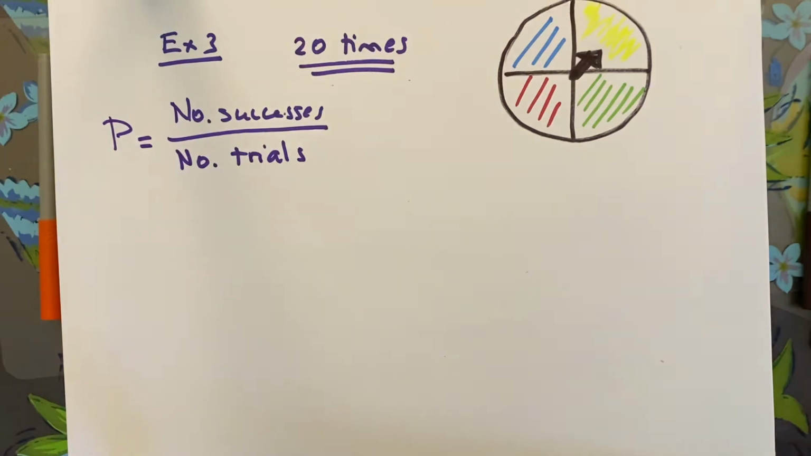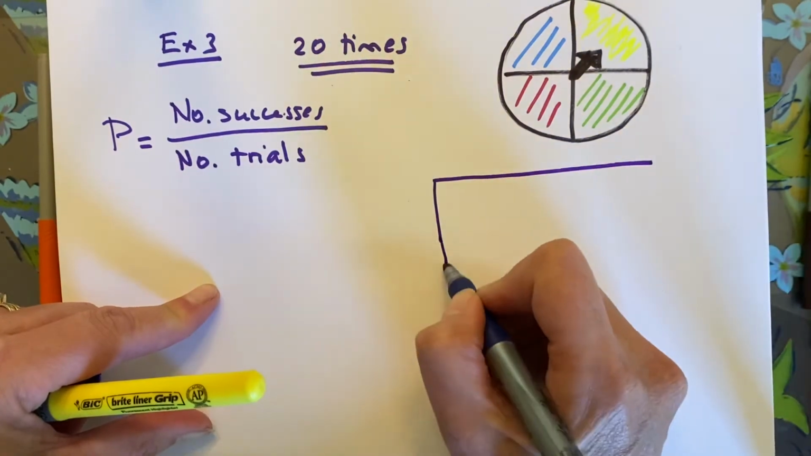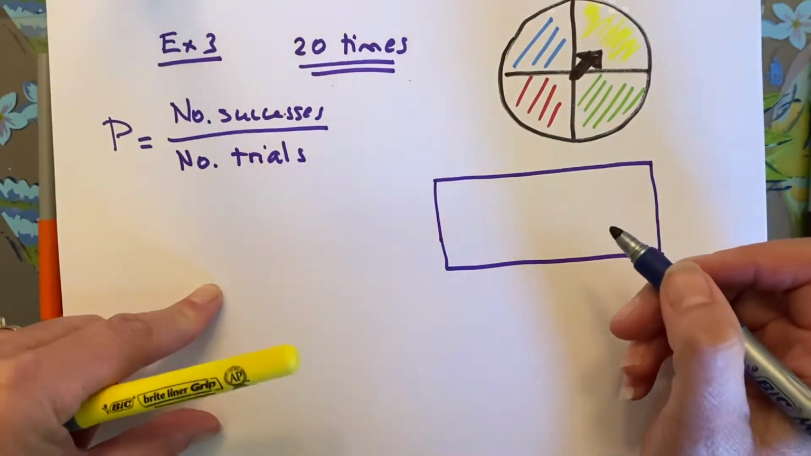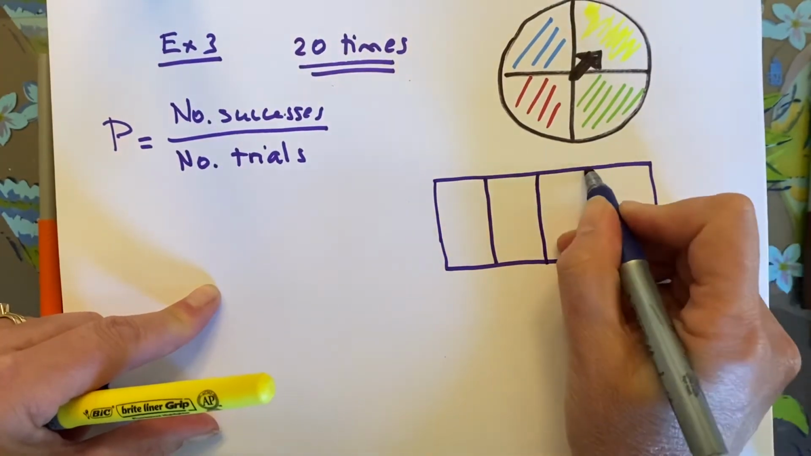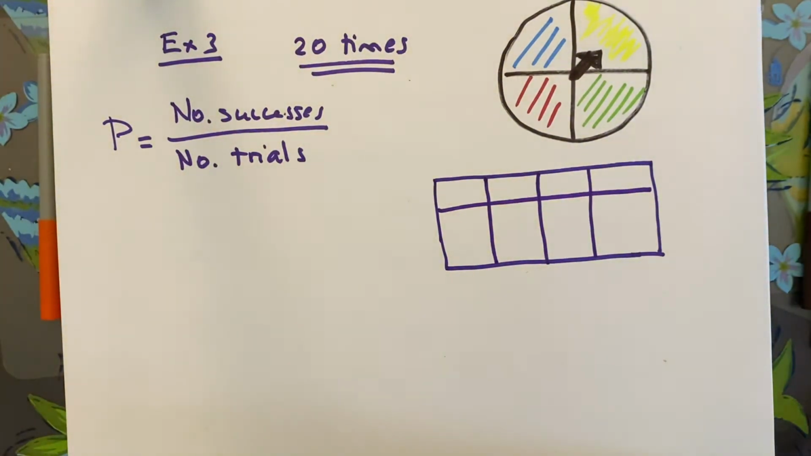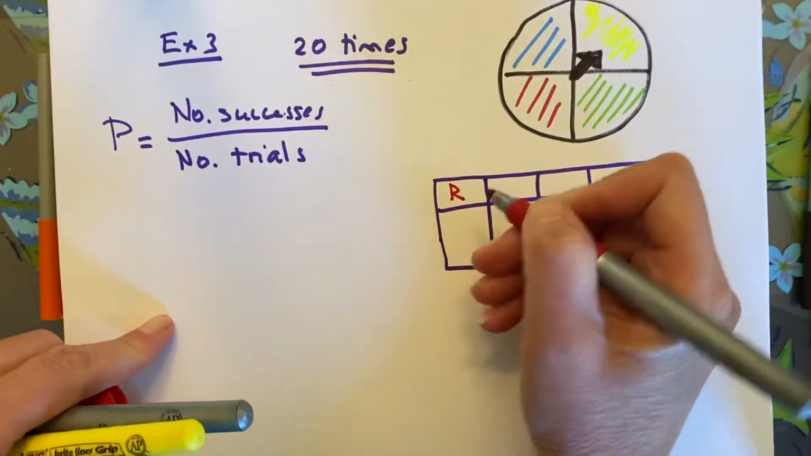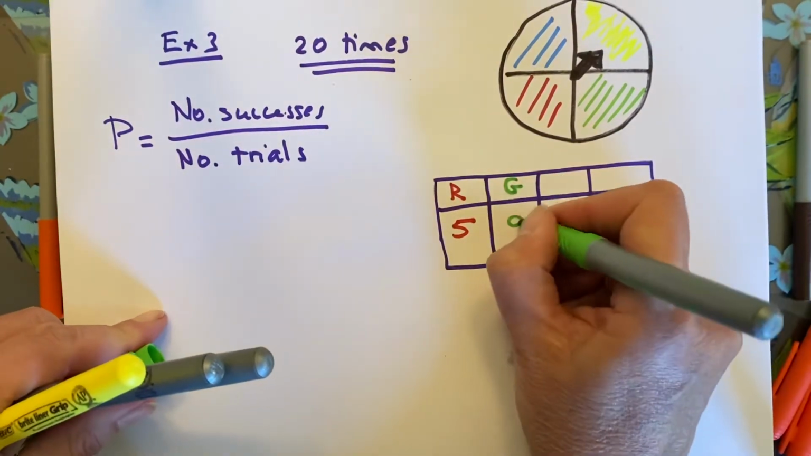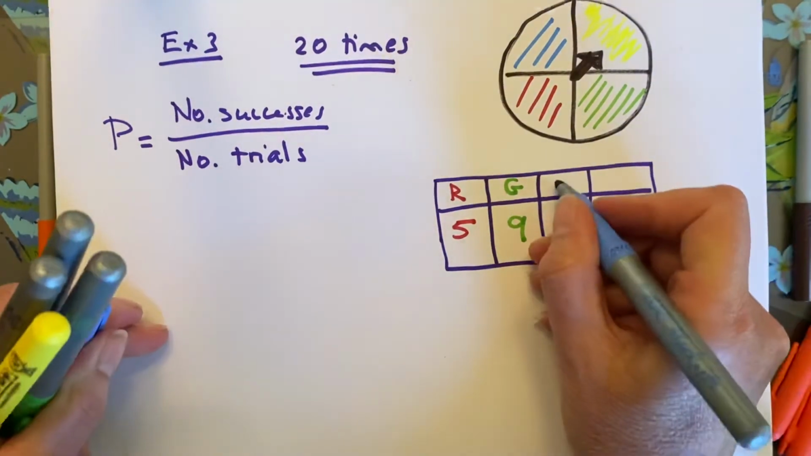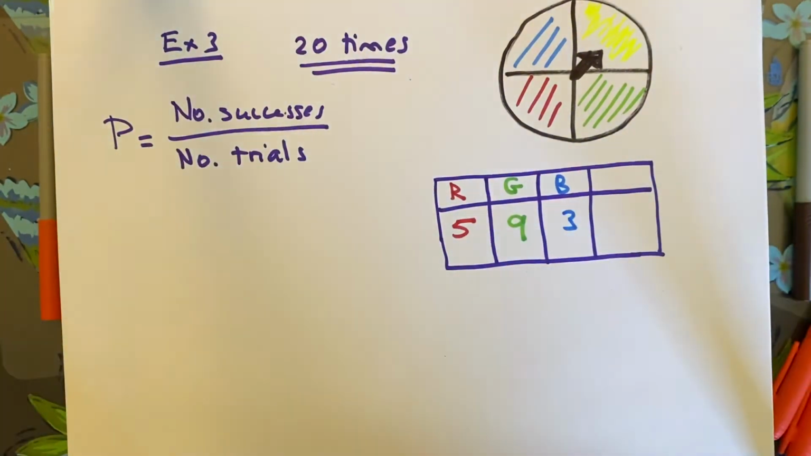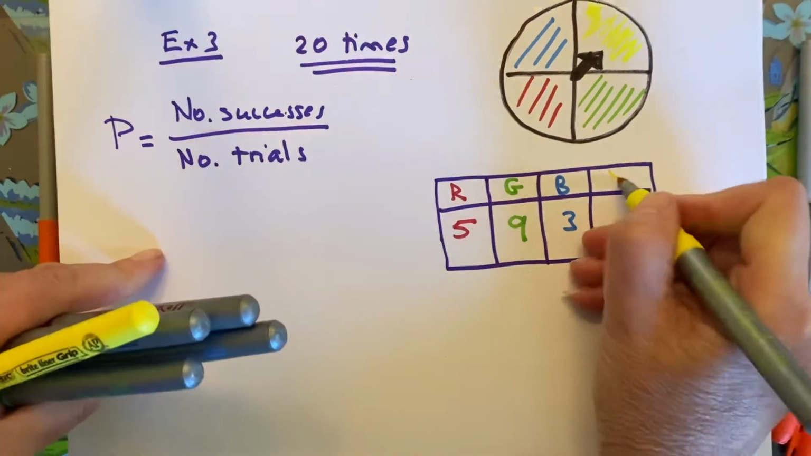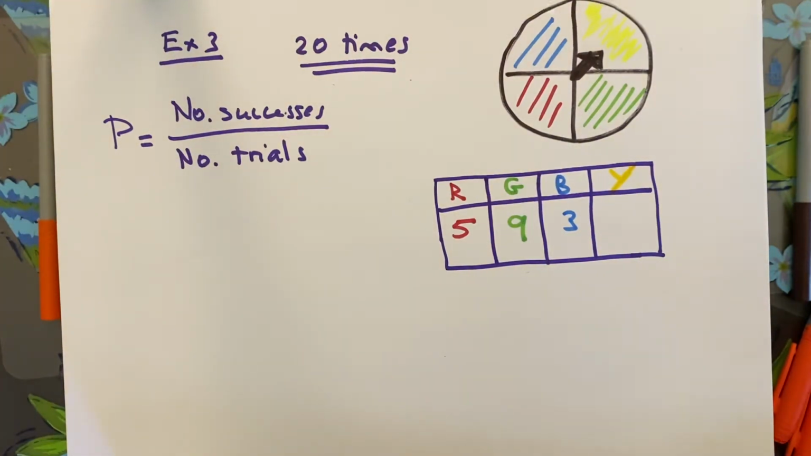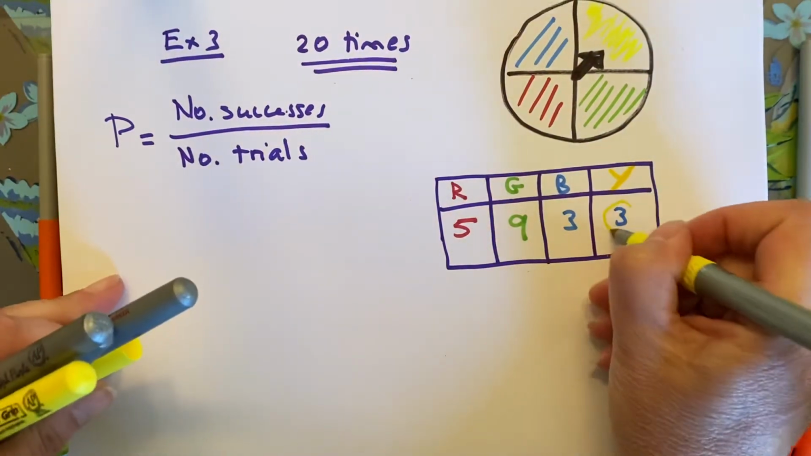The table shows the results. Let me draw the table underneath the spinner. When we spun, it hit the red section 5 times. It hit the green section 9 times. It hit the blue section 3 times. And it hit the yellow section 3 times also. I may have to write that in another color because yellow just doesn't show up, so let me circle that so we know this is yellow.